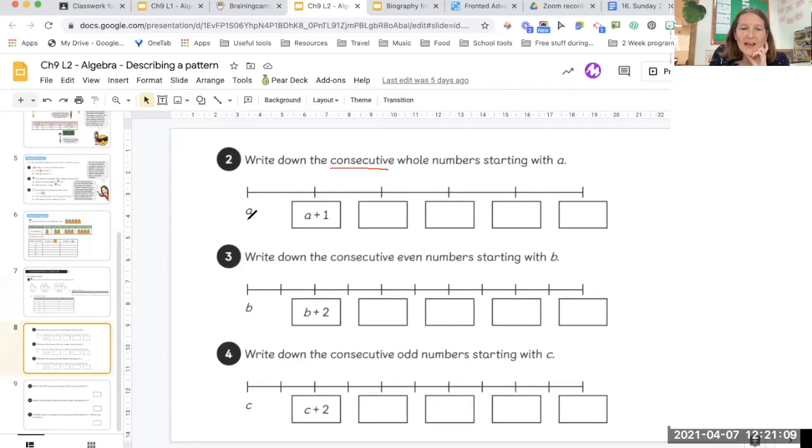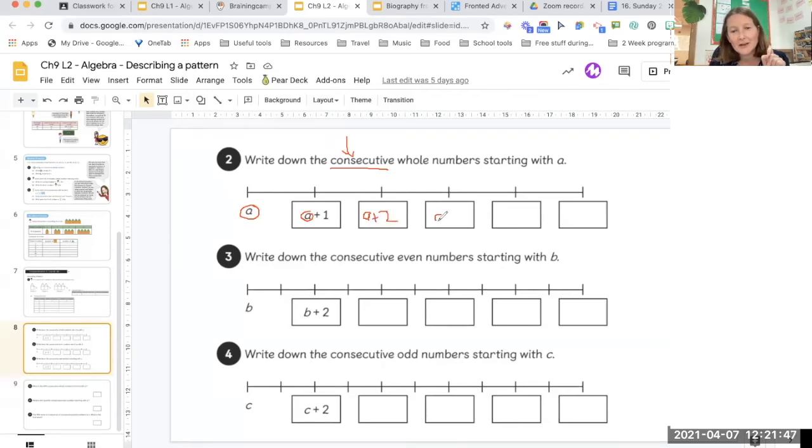So wait a minute. Miss, if A is the first number in a consecutive list of whole numbers, the next one will be A plus 1. Yes, it will be one more than that. What will the next one be if you're using A? A plus 2. A plus 2. And then?